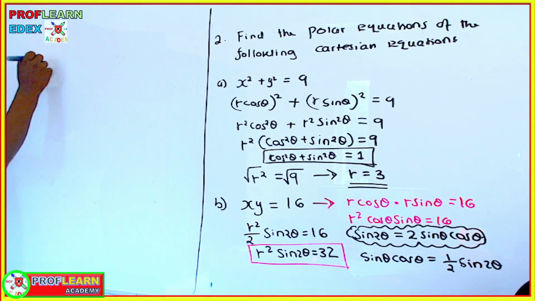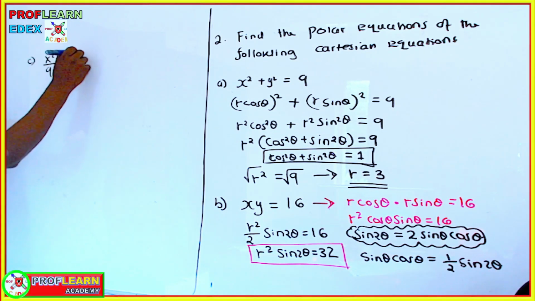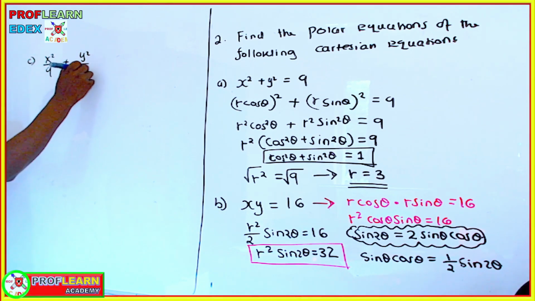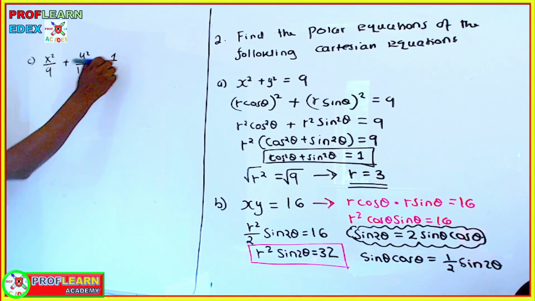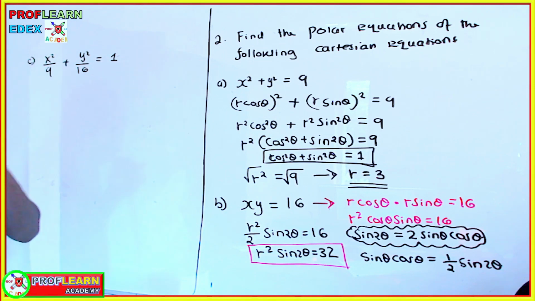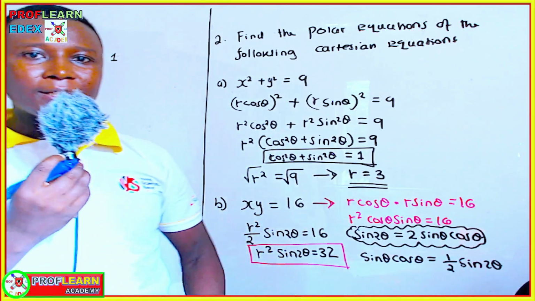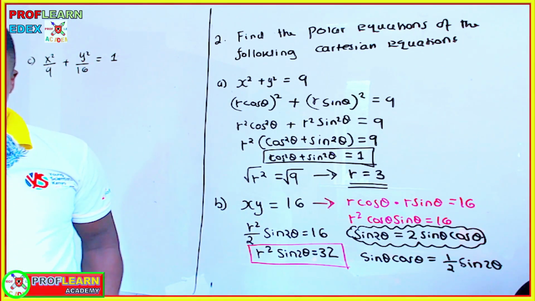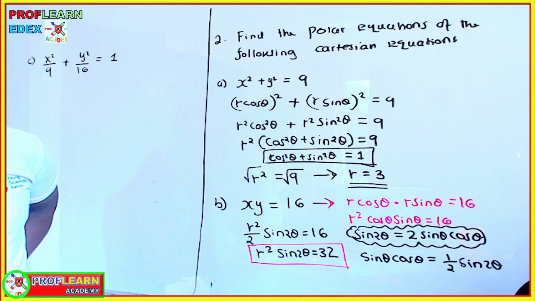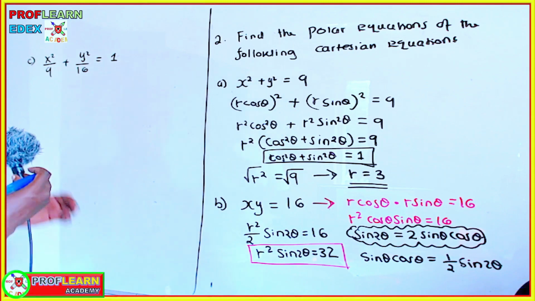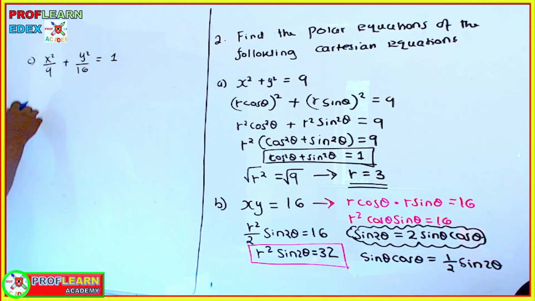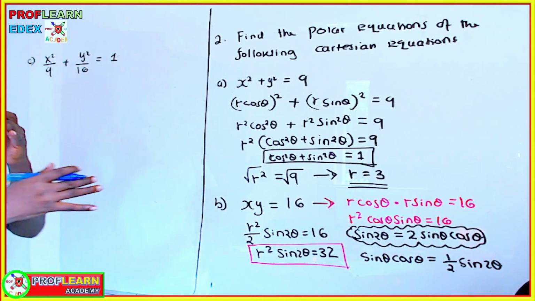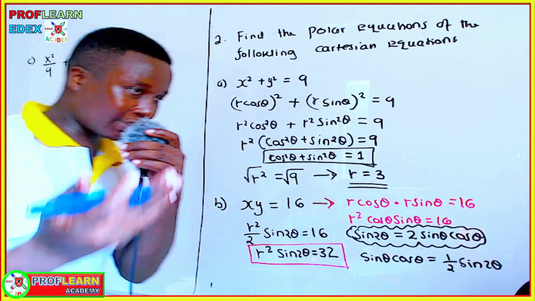This is C, x squared over 9 plus y squared over 16 equals 1. This is the Cartesian equation. Now, how do we convert that to polar form? Remember, the first thing we are going to do at this point is to express x and y in terms of r, cos and sine.